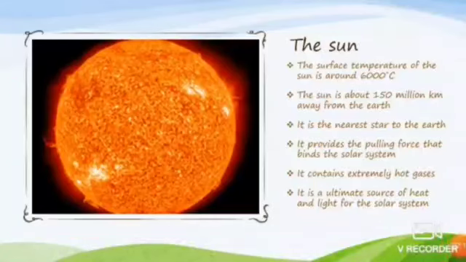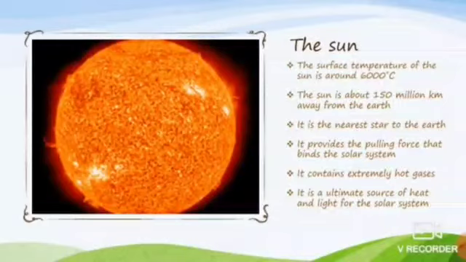The sun is in the center of the solar system. It is huge and made up of extremely hot gases. It provides the pulling force that binds the solar system. Each member of the solar system revolves around the sun. The sun is the ultimate source of heat and light of the solar system.